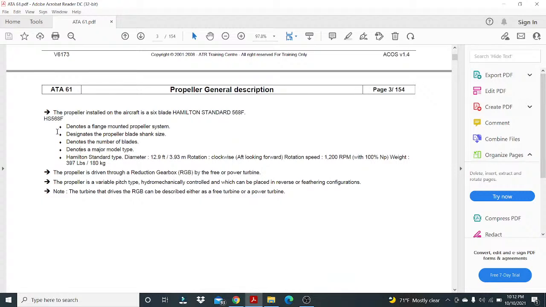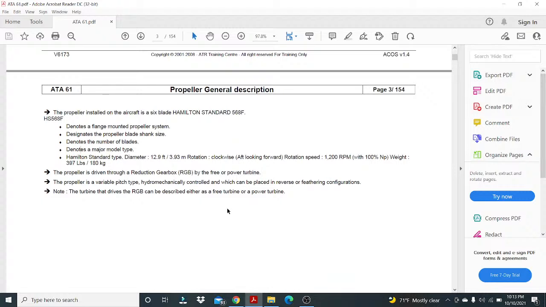Designates the propeller blade shank size. So 8. 6 denotes the number of blades. 5 denotes a major model type. No, model type is 5. And then Hamilton Standard type HS. Diameter 12.9 feet, 3.9 meter. So rotation clockwise, aft looking forward.